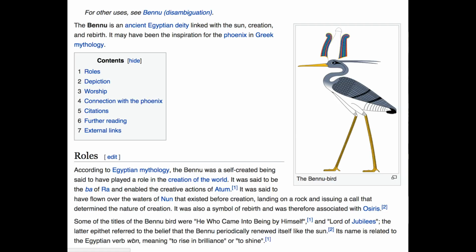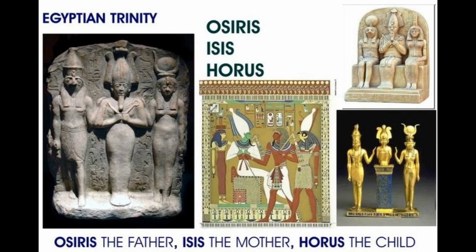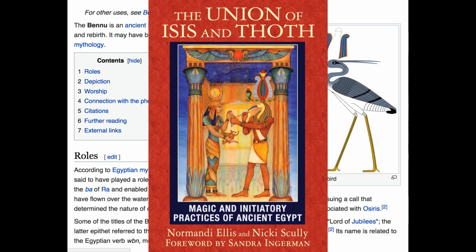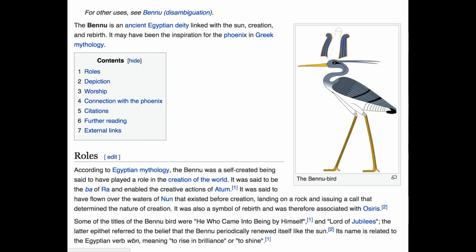It was said to have flown over the waters of Nun that existed before creation, landed on a rock and issuing a call that determined the nature of creation. It was a symbol of rebirth and was therefore associated with Osiris. Again, we're going to get into the whole how Thoth is related to Osiris, right? With the Trinity, Osiris, Isis, and Horus, right? And how he was, the whole rebirth, how he was put back together with Thoth's help. Isis used Thoth's help. So, this is another correlation here. The Bennu bird, we're relating to Enoch, the phoenix, right? Who is Thoth. Alright, let's follow along.